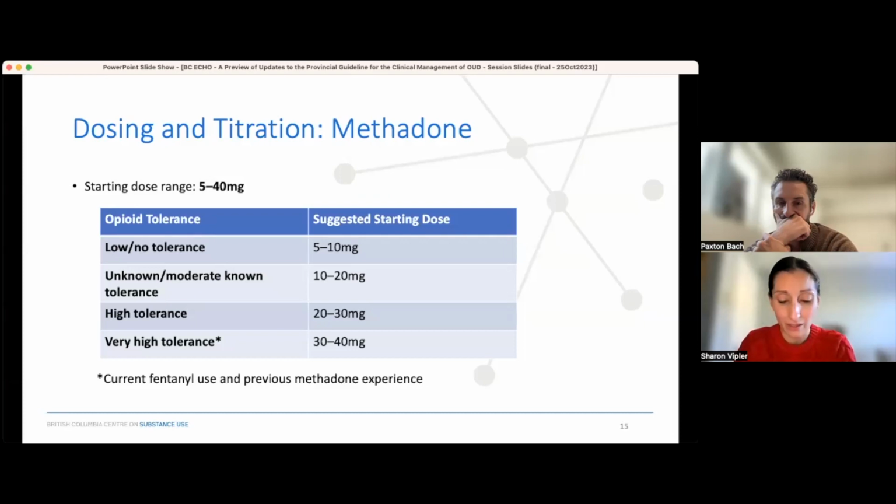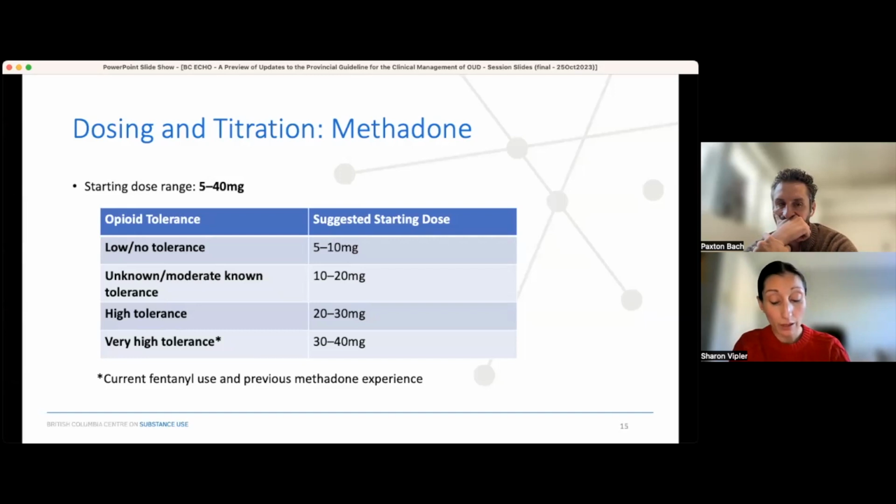The starting dose is going to depend on a number of things: the individual's known opioid tolerance, what they're currently using in terms of opioid use, co-occurring substance use patterns, whether they've had previous experience with methadone or not. For individuals for whom you are uncertain of their tolerance, or it's demonstrated that they have low tolerance, the starting dose is still recommended to be 5 to 10.